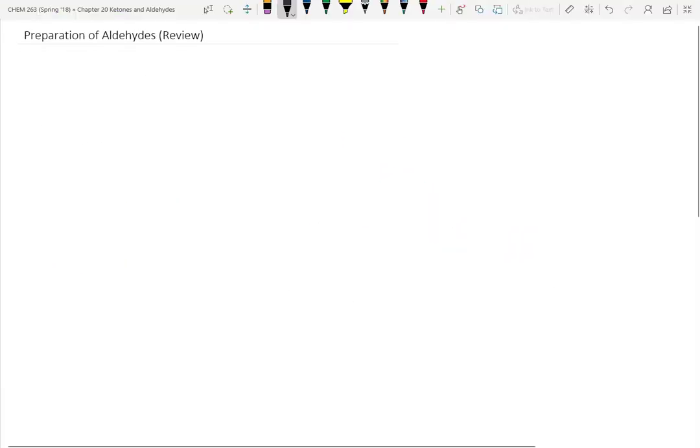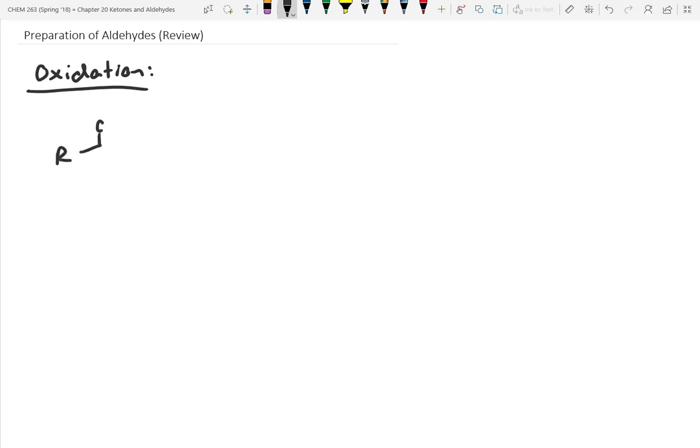preparation of aldehydes and ketones. All right. So let's start off with aldehydes, and we'll just review other ways we know of making aldehydes. We'll start off with oxidative mechanisms for making aldehydes. And we'll try to make this a little bit quiz-like. And I'll ask you guys to help me fill in the reagent.